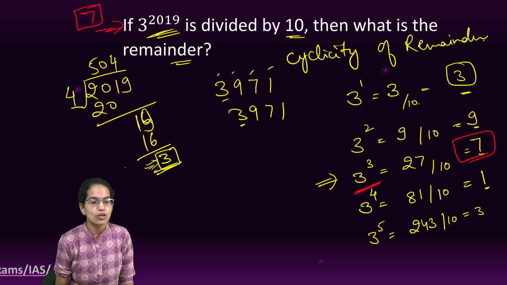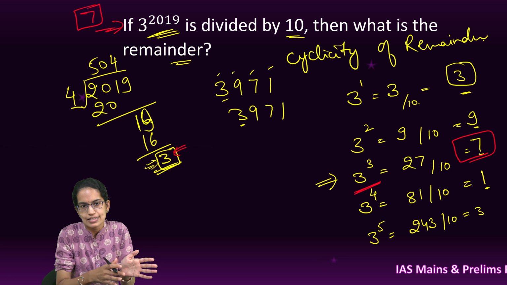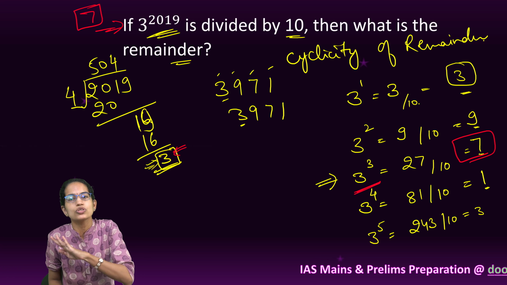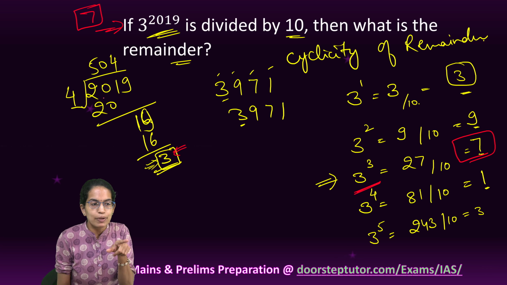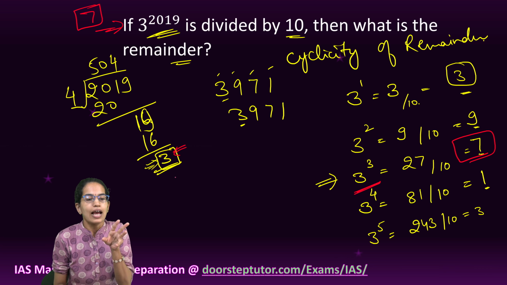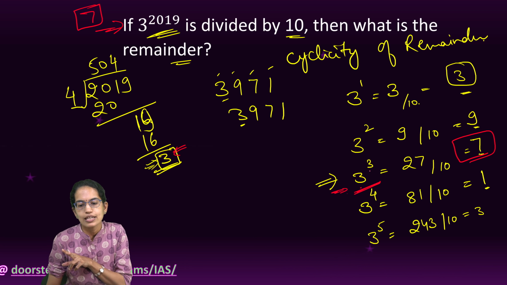You understand the logic? I don't have to stop here, saying I'm solving this and I'm getting 3 as an answer. So 3 would be the final answer? No, 3 won't be the final answer. 3 is the remainder of 2019. And then I would have to use the same logic which was at 3 raised to power 3.